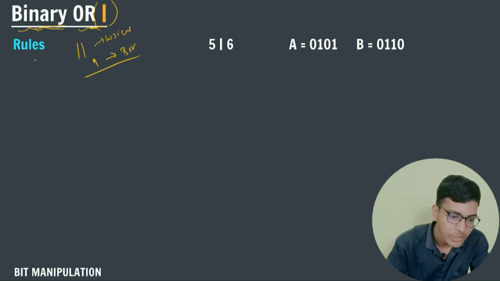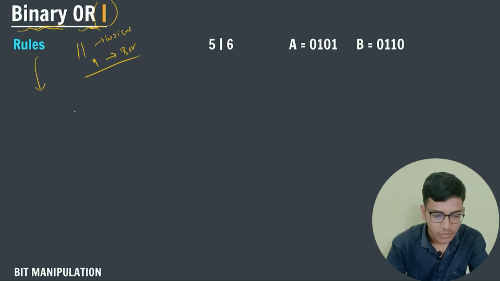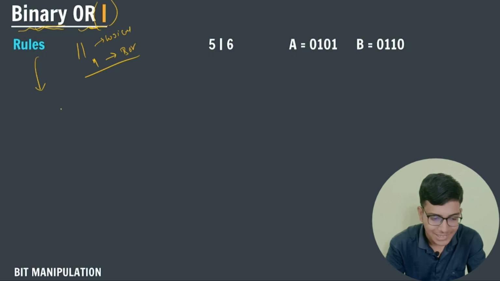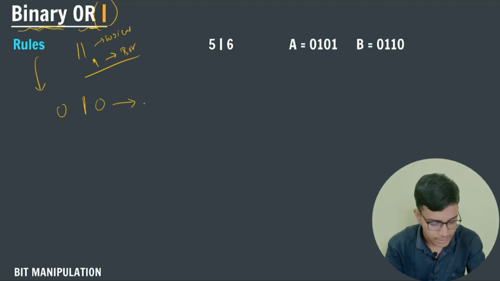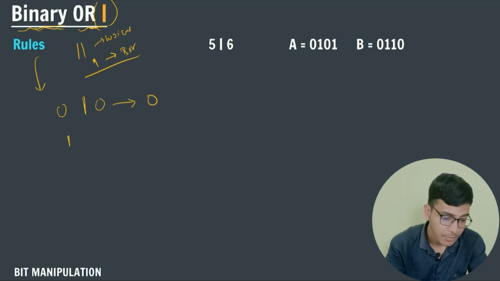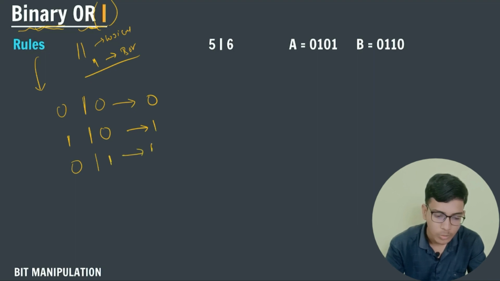The rules for binary OR are: if the first number is 0 and we are performing the binary OR operator and the second number is also 0, then I will get output 0. If the first number is 1 and the second number is 0, it will give me 1. If the first number is 0 and the second number is 1, then I will get output 1.